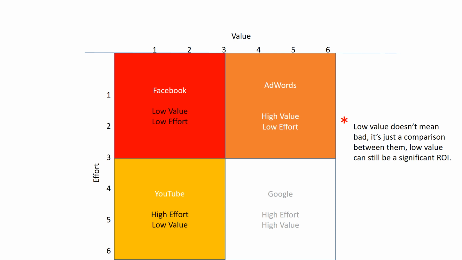With the complete matrix, it's easier to decide how we will spend our time. We're simply scoring these in relation to one another. Low value could still mean a significant return on investment. It's just not as significant as something in the high value section.